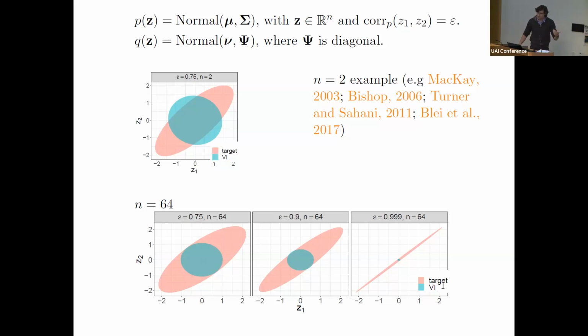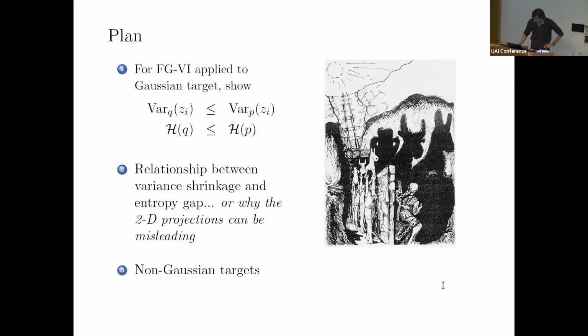And let me try and explain why we should expect this. The first thing we're going to do is prove some elementary results again, in the Gaussian case, which is, yes, you do underestimate the marginal variances. Yes, you do underestimate the entropy. But then we're going to think about what is the relationship between the entropy gap and the variance shrinkage. And this is going to lead us to understand why these two-dimensional projections that we see over and over again in textbooks and papers can be misleading. And then at the end, I'll talk a little bit about non-Gaussian targets.